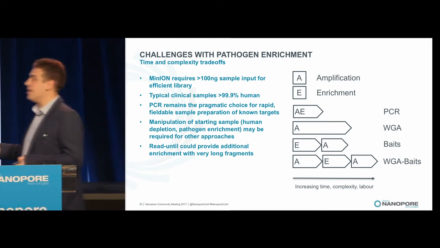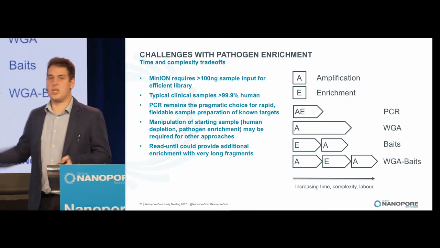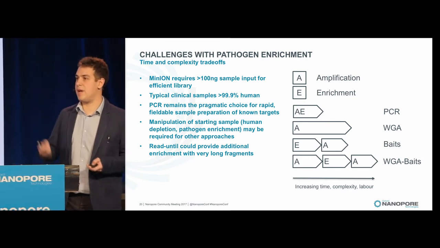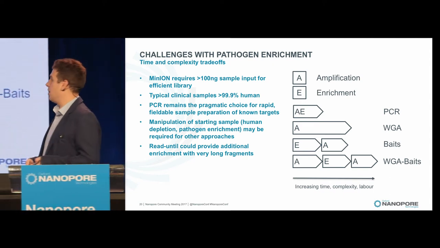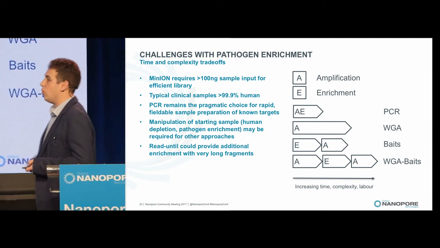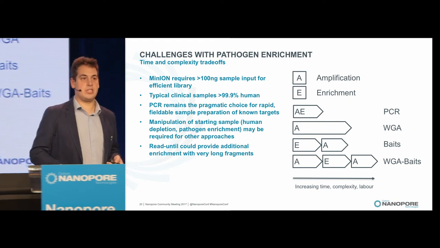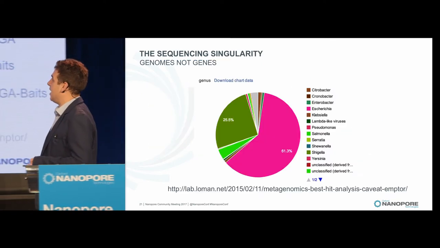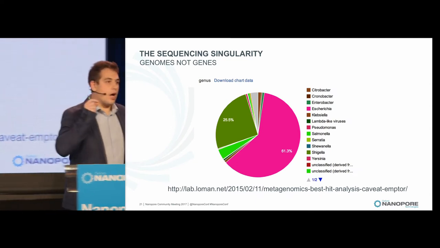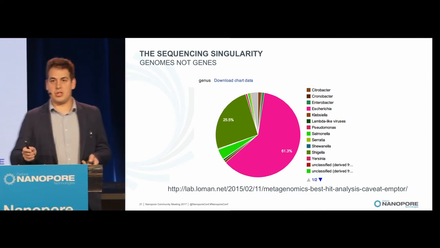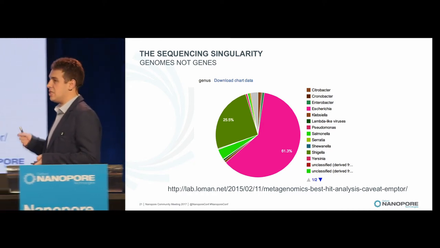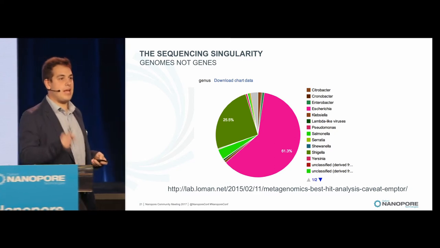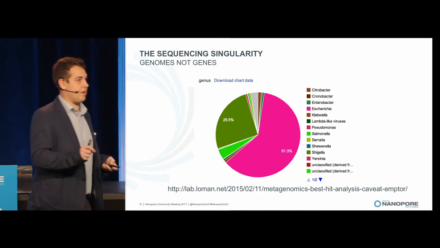But there are many ideas about manipulation of that starting sample in terms of depleting human cells, depleting human DNA, enriching pathogens, whether that's Bates or Cas9. And it may be that those are important. But as you add in more steps, you get increasing time, increasing costs, more labor, more possibility for contamination. I'm interested to see what Charles Chiu's got to say at the last session, because he's worked hard on this kind of problem. But I do want to say that the sequencing singularity is going to depend on getting genomes, not genes, out of clinical samples.